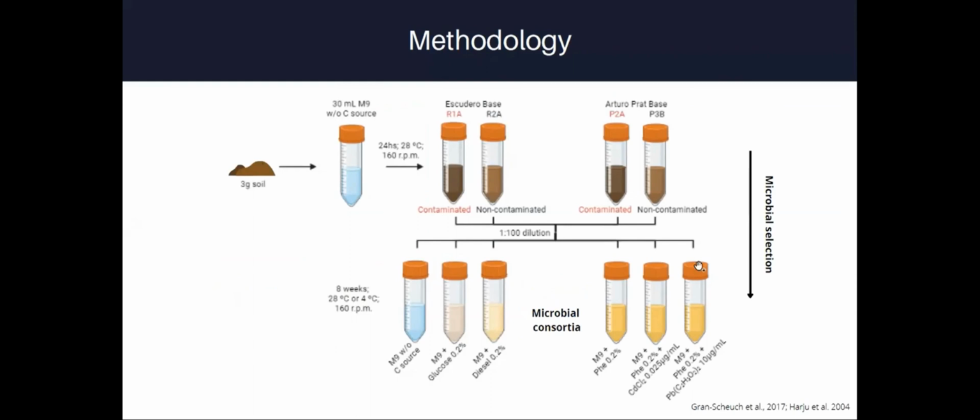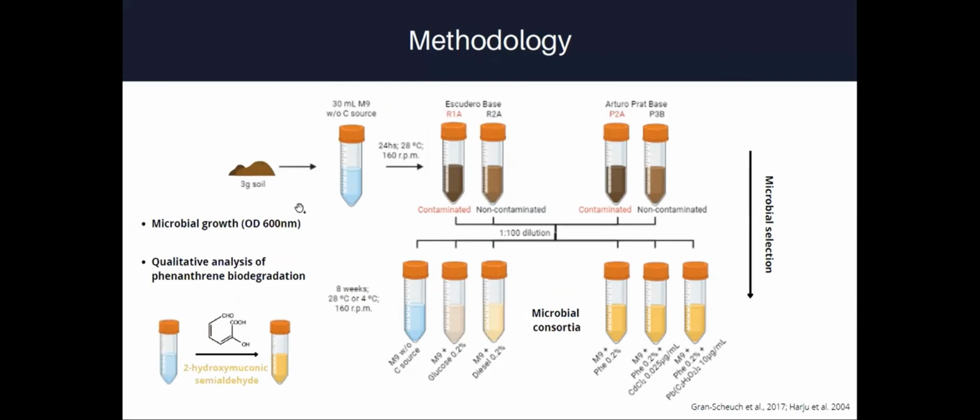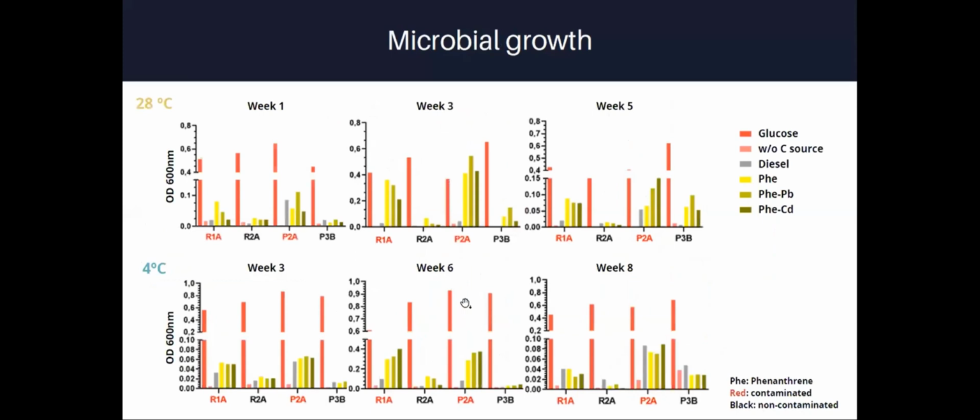During the process, we measured microbial growth and performed a qualitative monitoring of degradation as the culture medium turns from colorless to yellow due to the generation of this metabolic intermediate. It was found that both at 28 and 4 degrees Celsius, growth in diesel and phenanthrene occurred in the cultures that were initially inoculated with contaminated soil samples, indicated in red.